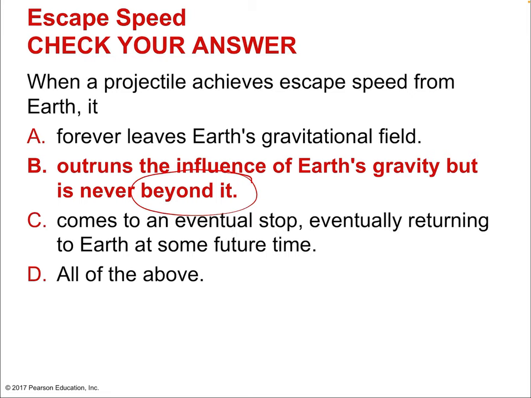Because remember when we talked about the universal force law, and we talked about how it falls off as a function, right? That graph had a particular look, which was the 1 over d squared, the inverse square law relationship. Well, it never hit zero, did it? Which means Earth's gravity never truly goes away. But you can continue to outrun it forever.